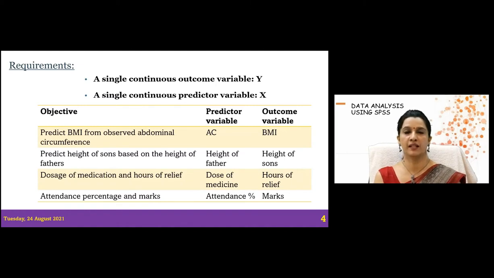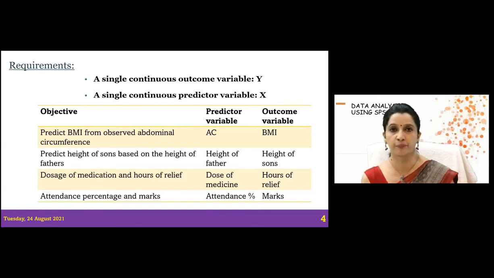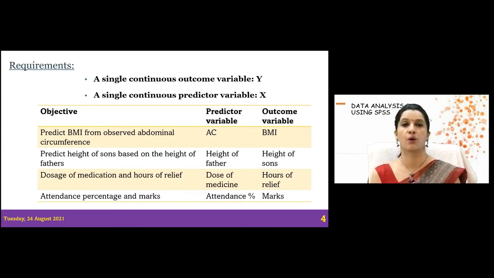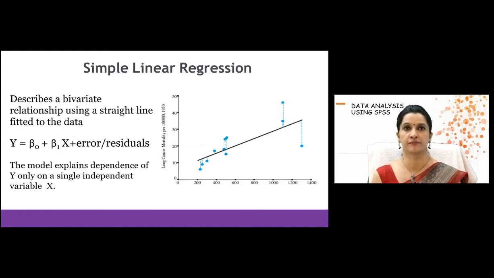So by seeing these, you can see all these variables are continuous in nature, whether it is abdominal circumference, body mass index, height of the father, height of the son, doses of the medicine, hours of relief, or attendance. Attendance here will be measured as percentage, and marks obtained. So all the variables, either the predictor or the outcome, both are continuous in nature.